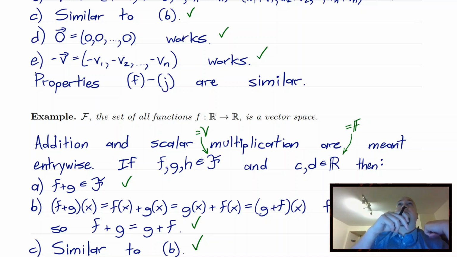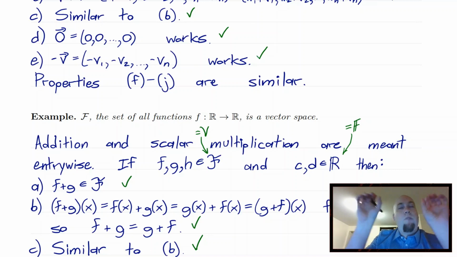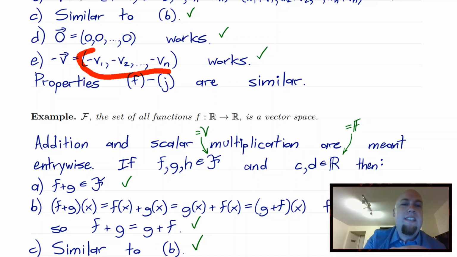Property E, I need to show that negative vectors exist. In other words, no matter which v I choose, there's some other vector called minus v that I can find such that when I add them up, I get the zero vector. And the way to do this is you just stick a minus in front of each entry of v. If I add v to this vector, then I get v1 plus minus v1, which is 0, and then v2 plus minus v2, that's 0, and so on. You get a 0 in each of the entries, which is the zero vector. This is how negative vectors are defined. Negative vectors exist, therefore property E is satisfied.